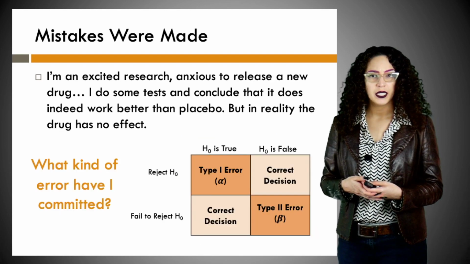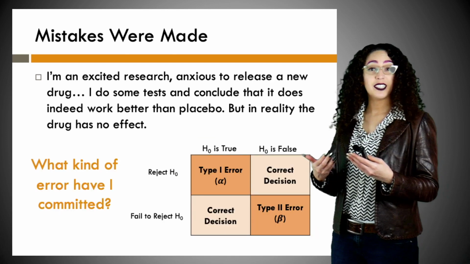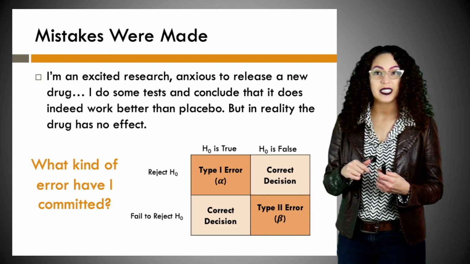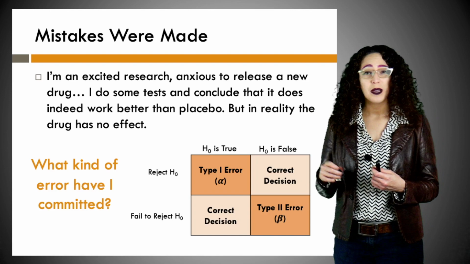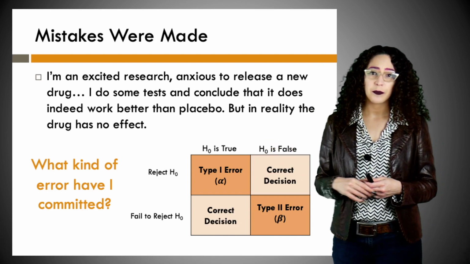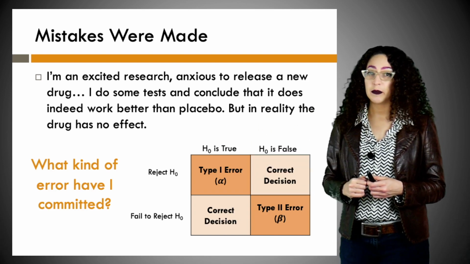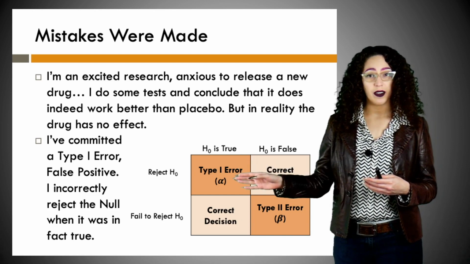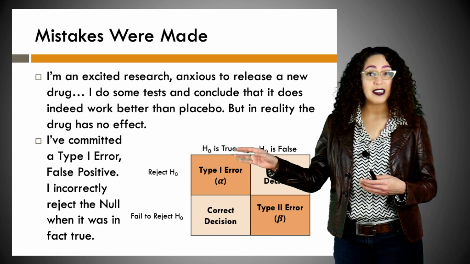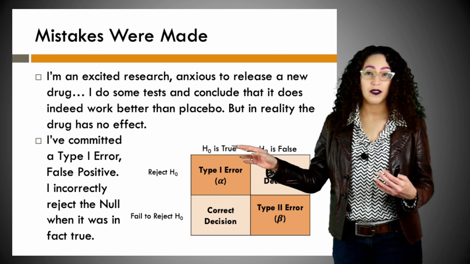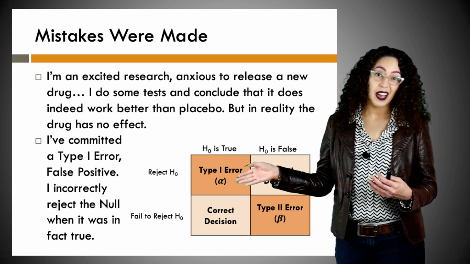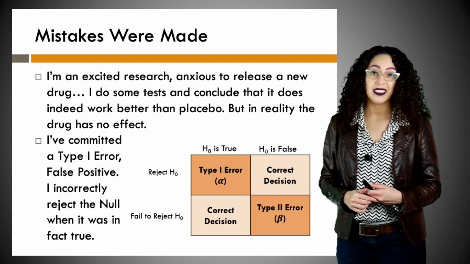Mistakes were made. Let's test. I'm an excited researcher, anxious to release my new drug. I do some tests and conclude that it does indeed work better than a placebo, but in reality, the drug has no effect. What type of error have I just committed? In this case, I have just committed a type 1 error. Remember, in reality, the null is true, meaning there is no effect. But I said the null was rejected. So I said there was something there when in reality there was not.